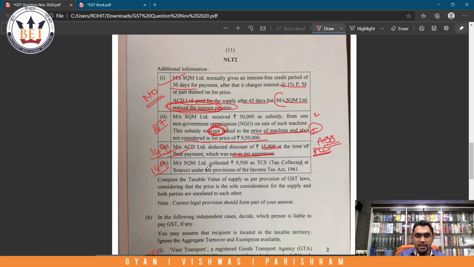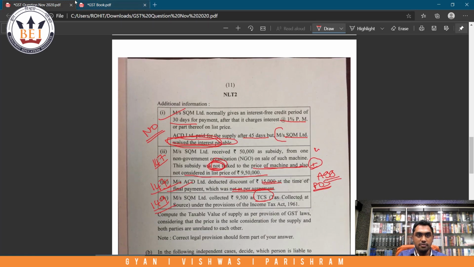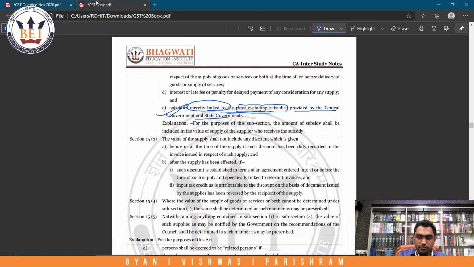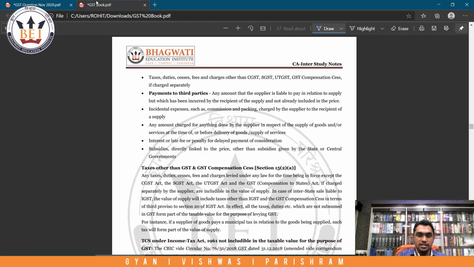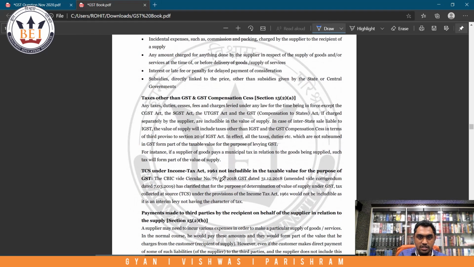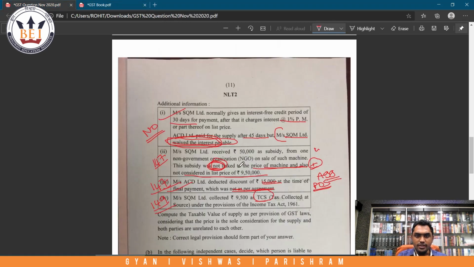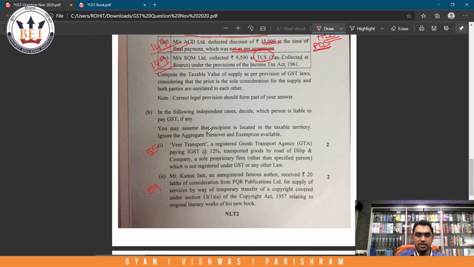And 9,500 as TCS. I hope you remember that when we discussed the valuation chapter, we studied a circular telling that TCS cannot be considered as tax other than GST. If you don't remember, I will show you the circular. See here, TCS under income tax not includable in the value for the purpose of GST. Clearly they have given here. So we don't have to include that. This is as per circular number 76/50/2018. So you don't have to include. So this is the discussion for the second question.